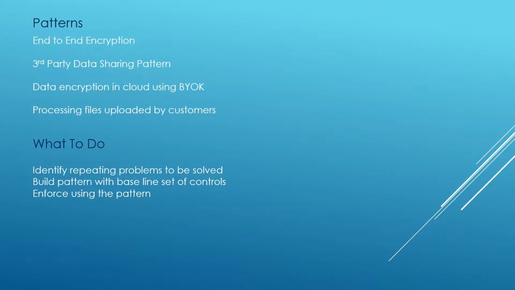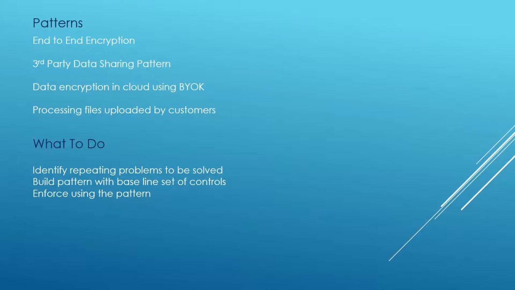The next pillar is patterns. A pattern represents a solution for a repeating problem. Sometimes they're also called design patterns. Examples: end-to-end encryption, third-party data sharing pattern, etc. If you want to share some data securely between your web page and web server, you may want to consider end-to-end encryption. Whereas if you are trying to share data with a third party, you may consider mutual TLS.